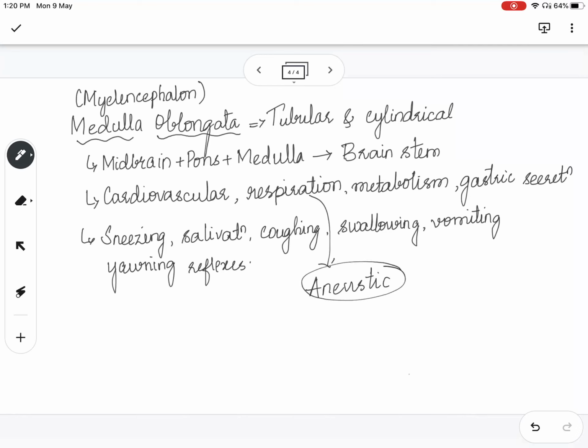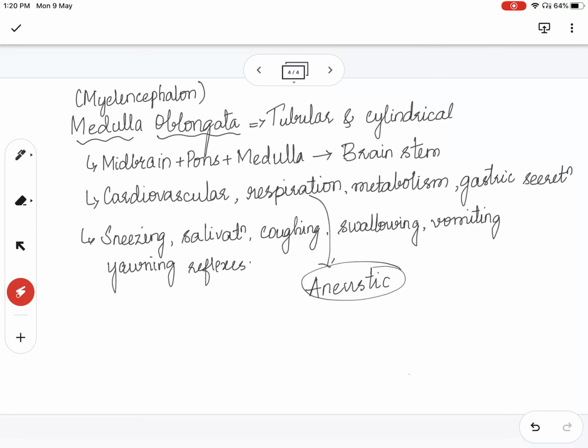What is it? Acoustic center. This is going to look after the mechanism of breathing. Pneumotaxic was only controlling the inhalation. Acoustic is going to control the complete breathing mechanism. So do not get confused: acoustic, medulla; pneumotaxic, pons.